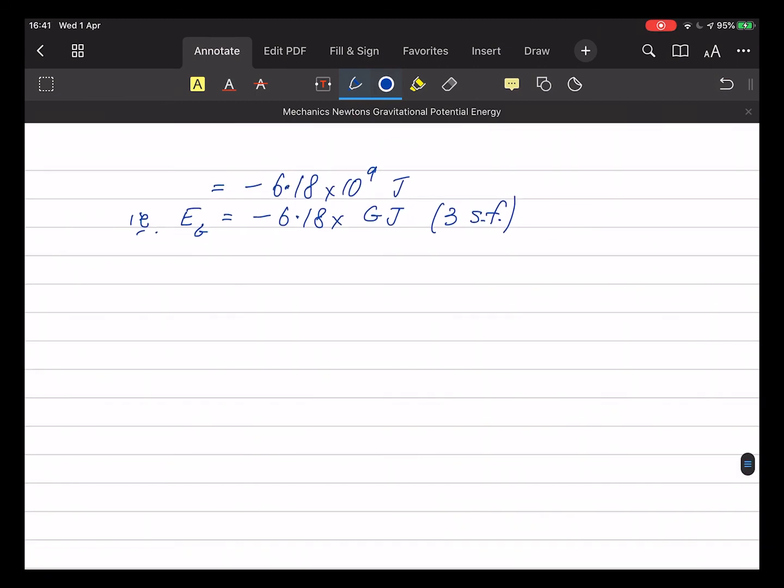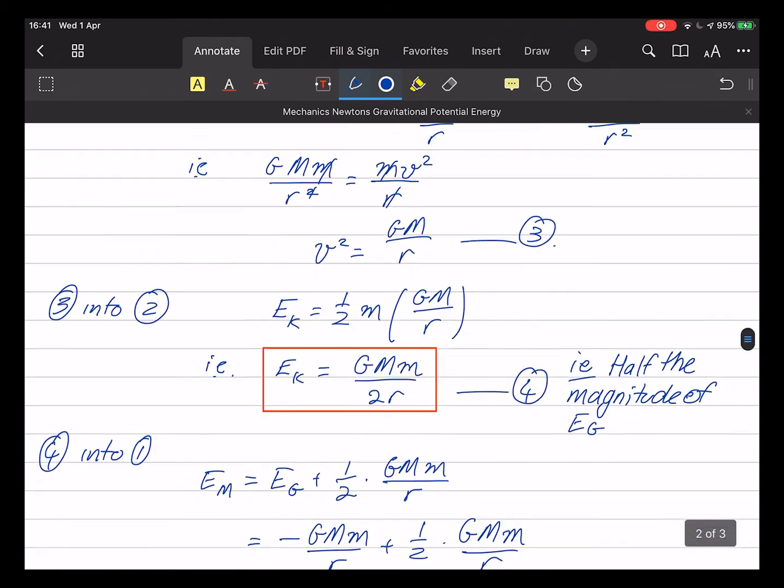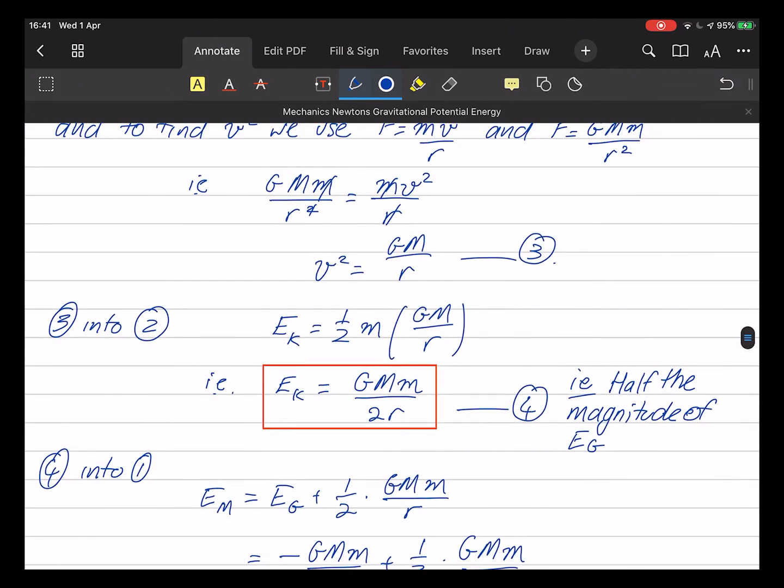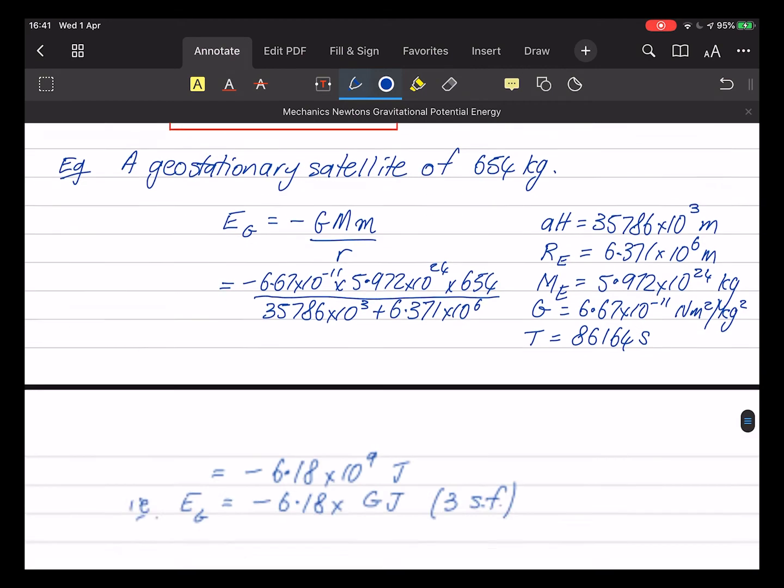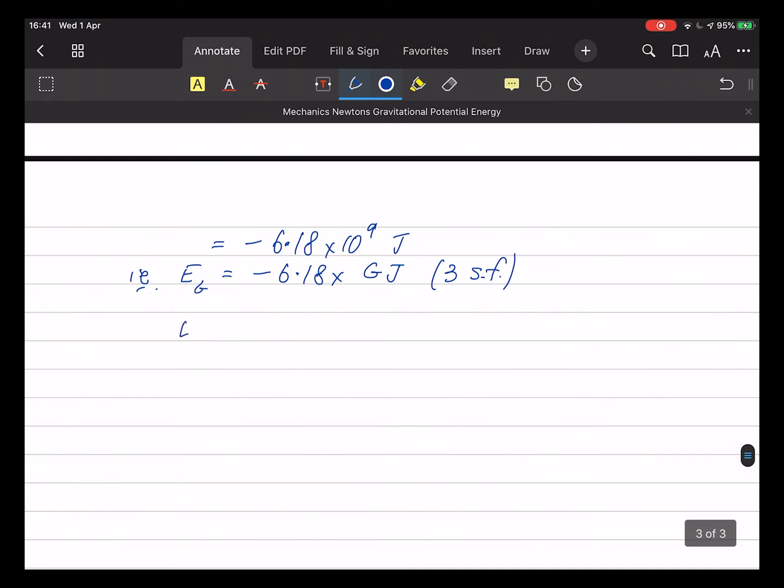All right, so next up we could look at the kinetic energy. Note that it's half the magnitude of Eg. So, well, that becomes easy. It's half this magnitude, and it's positive. So it's 3.09 times 10 to the 9 joules. I feel the need to serif my J at this point. 3.09 by 10 to the 9 joules. Yeah, that's right.